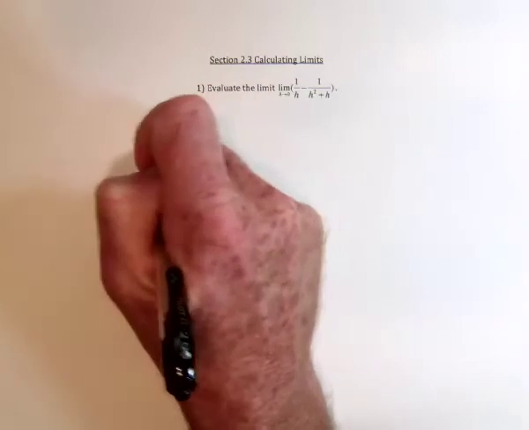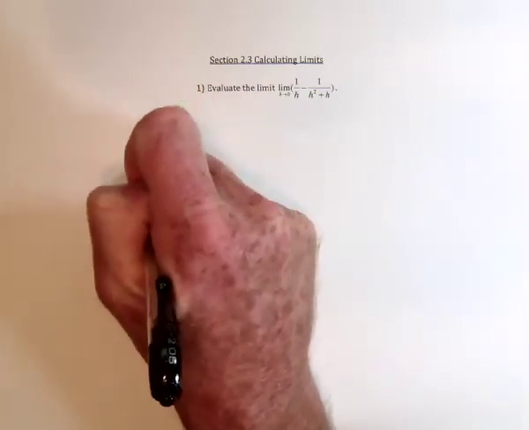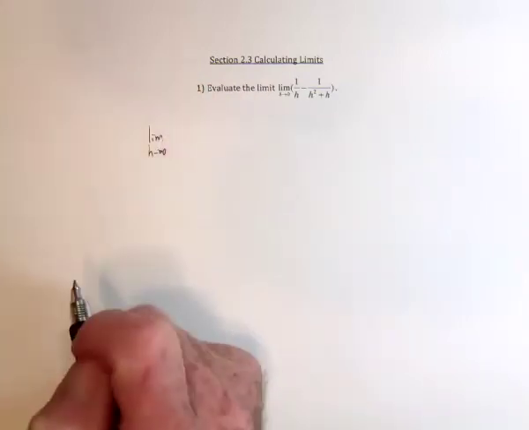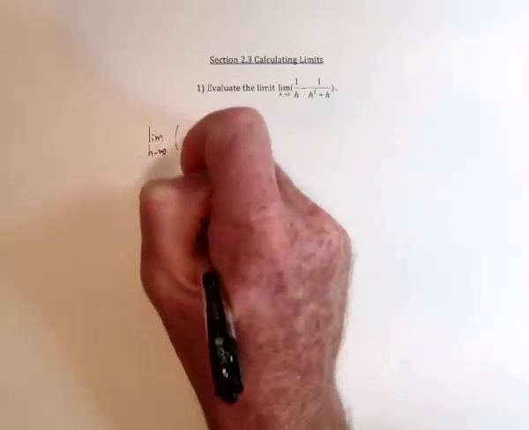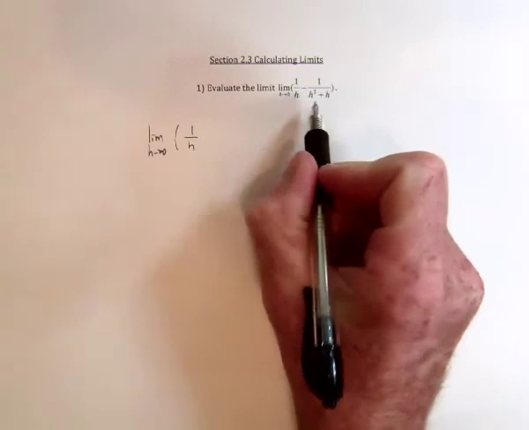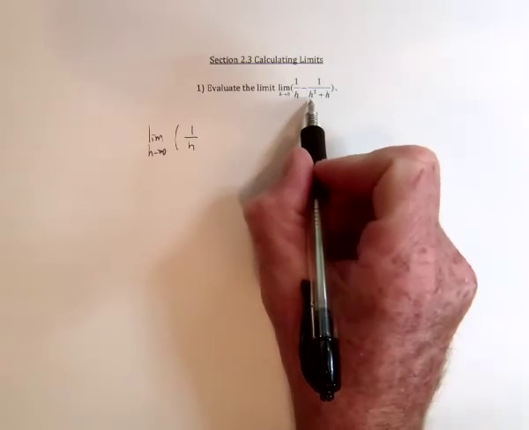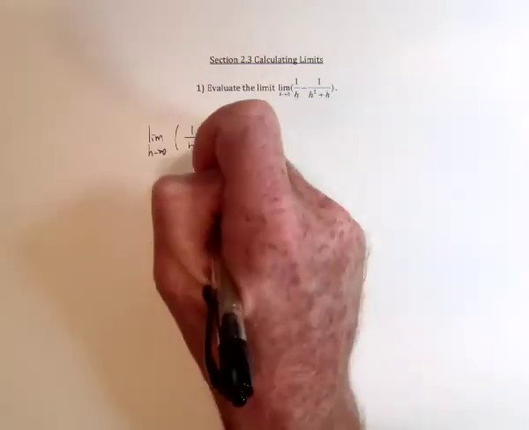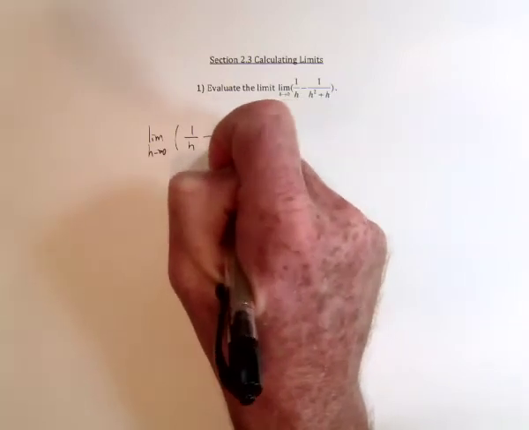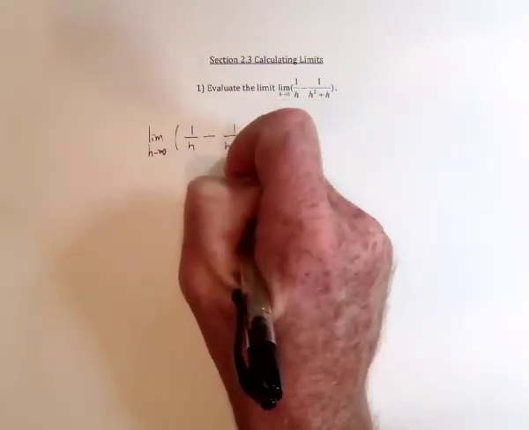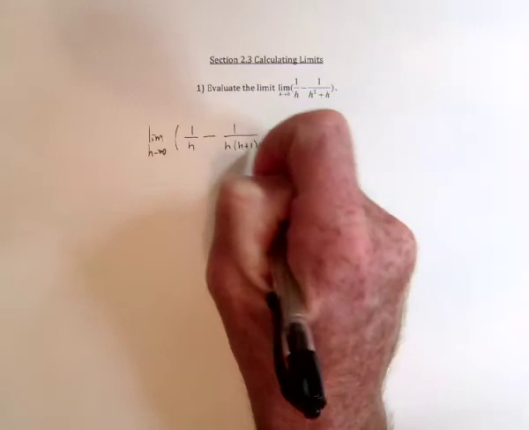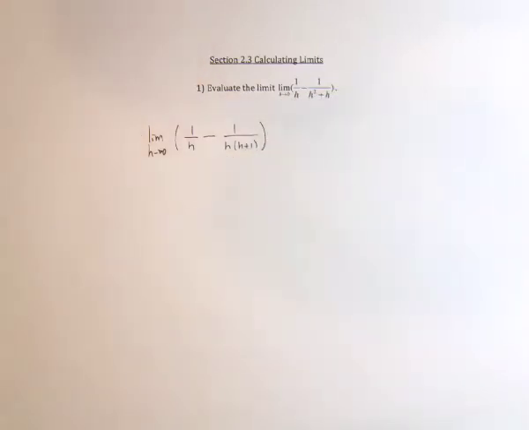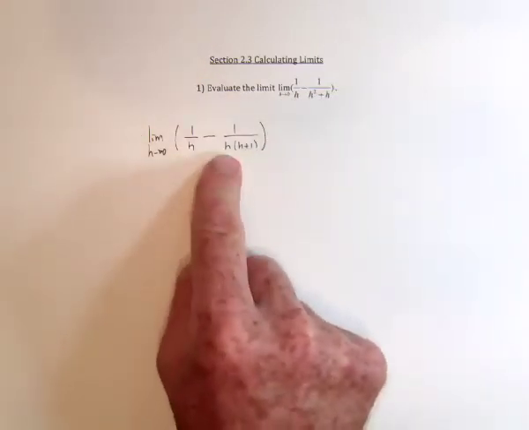So what we need to do is get a common denominator in order to combine the two fractions. So the first one is 1 over h, and then this one needs to be factored. So factor out an h. So it's going to be h times h plus 1. So that one's got an h and that one's got an h.